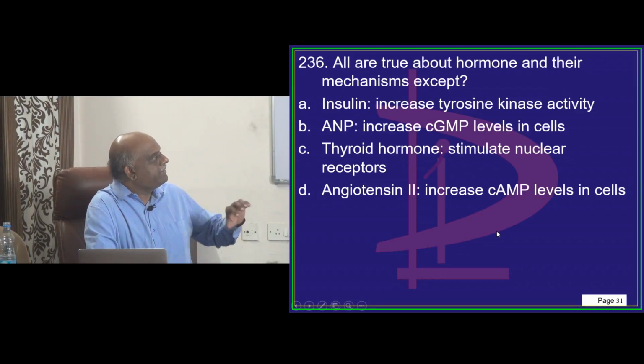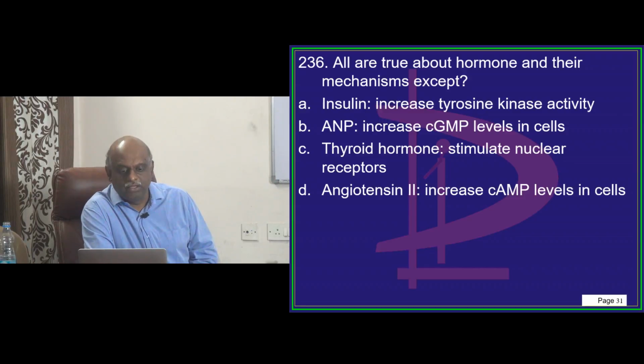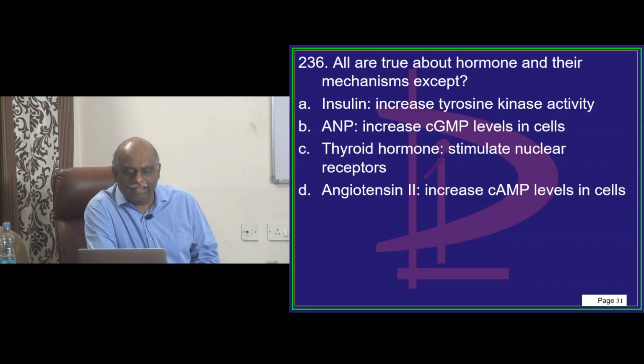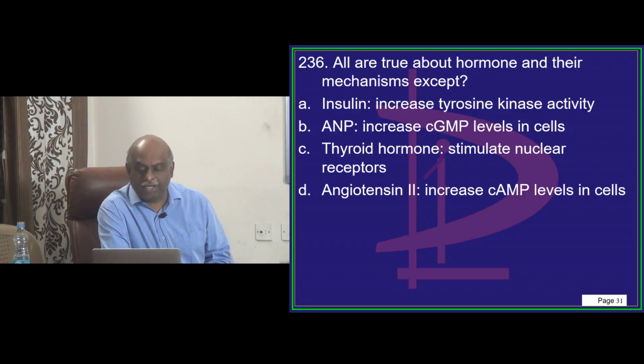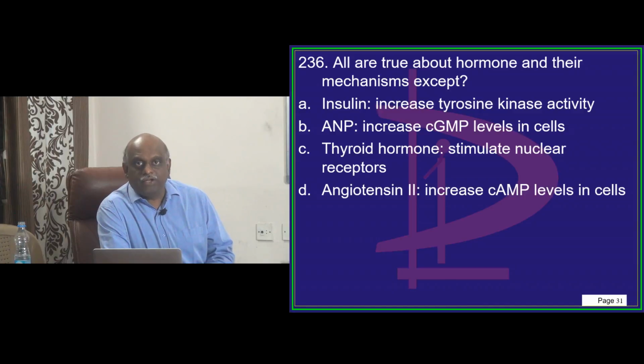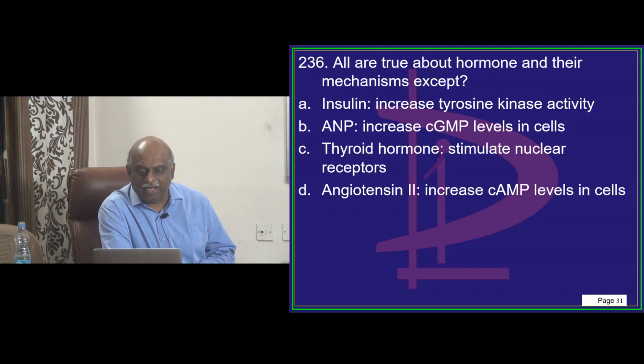Now, with regard to the hormones and their mechanism, for some hormones tyrosine kinase is a receptor, for some a secondary messenger, for some hormones cyclic GMP, some act on the nuclear receptors, some act on the cytoplasmic receptors. Quickly tell me your opinion, except about this question.